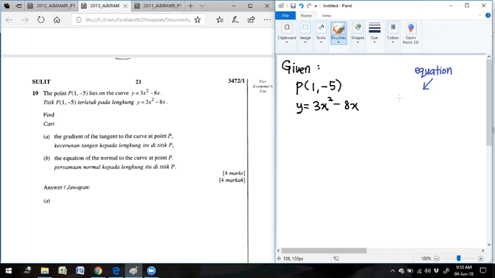They have two: one is for the tangent and the other one is for the normal. The tangent's gradient is M1, the normal's is M2. So M1 times M2 is equal to -1.